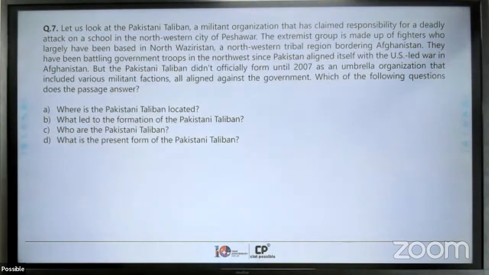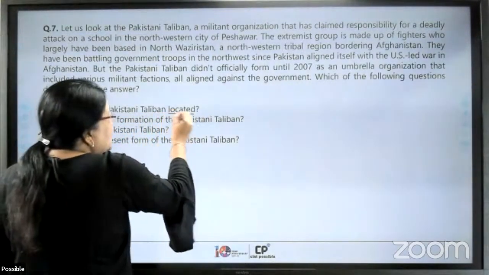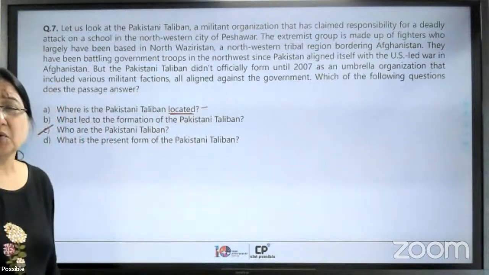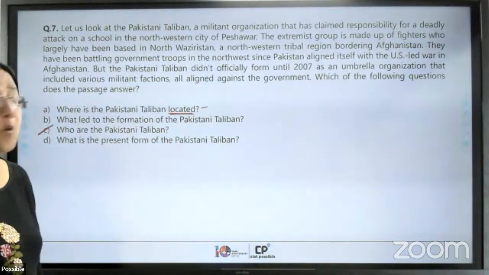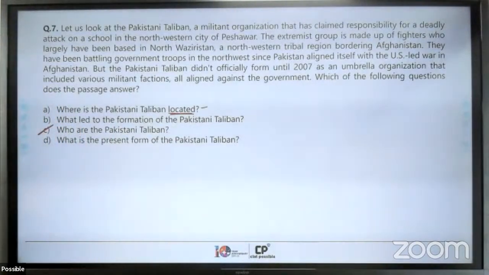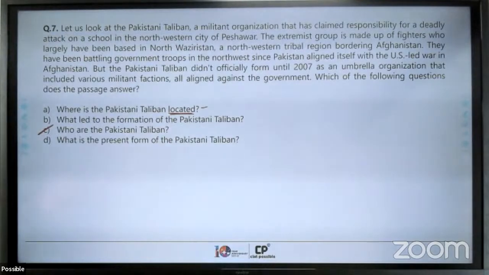Now, if you look at the 7th one, first I'd like to discuss the answer, it is C. Acha, location is mentioned as just a, it's just location. Can you see it's just a support point? Where are they located? Is that the crux? Where is the Pakistani Taliban located? That's not the issue he's discussing. Who are these people? Not where are they located.